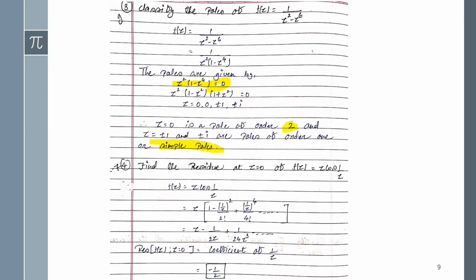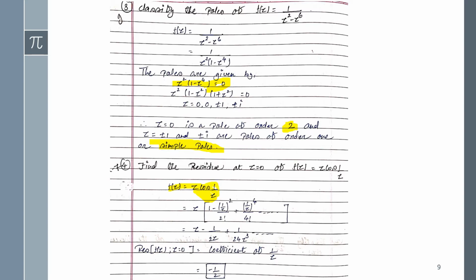Okay, now the fourth one is given: find the residue at z equals to 0 of f of z equals to z into the cos 1 upon z. So first of all you have to write its function. So I'm writing here that f of z equals to z into the cos 1 upon z.